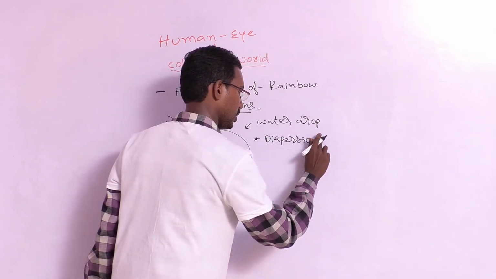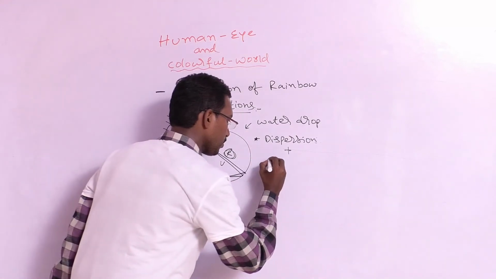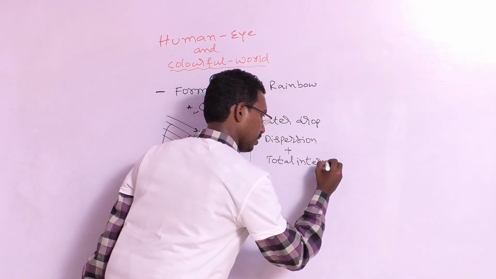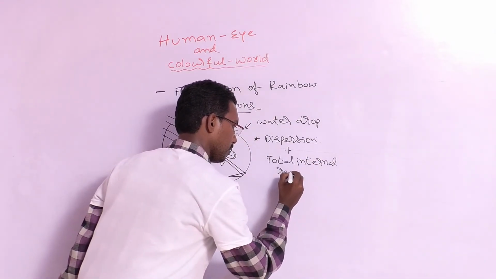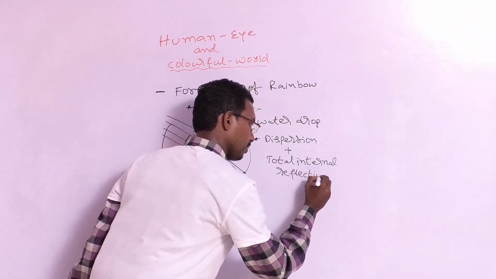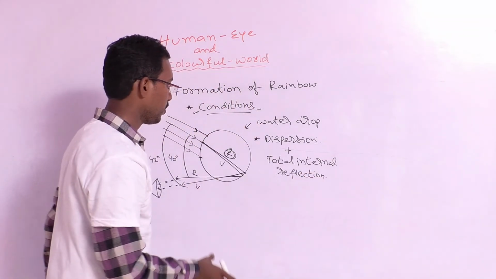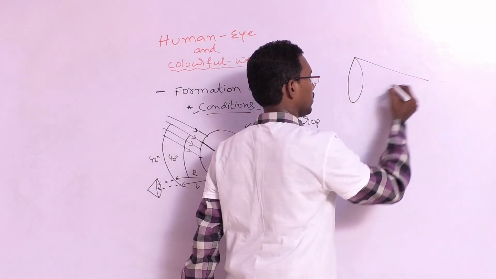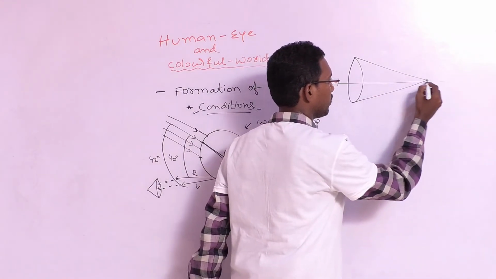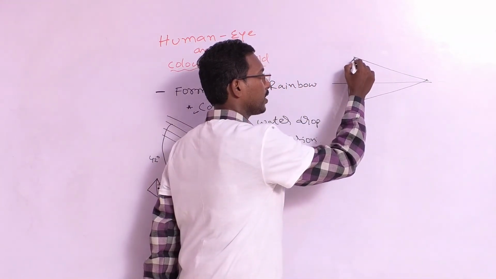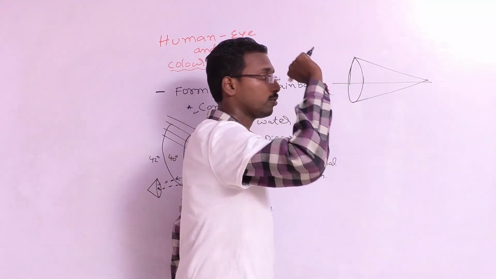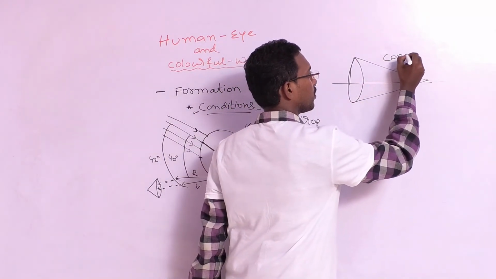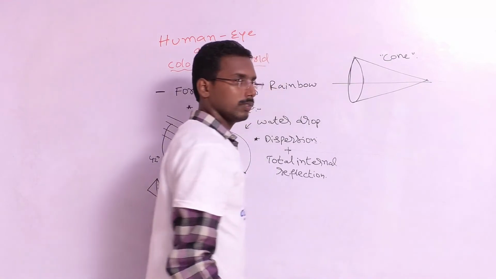So mainly this topic of formation of rainbow is a combination of two concepts: dispersion, and next one, total internal reflection. And actually the rainbow is nothing but a conical shape. If you see, it is a cone, but on the surface of the earth we are only able to see half of the rainbow. At higher altitudes, if you go to hilly places, you can see a complete rainbow as a cone. So this is the topic about rainbow.